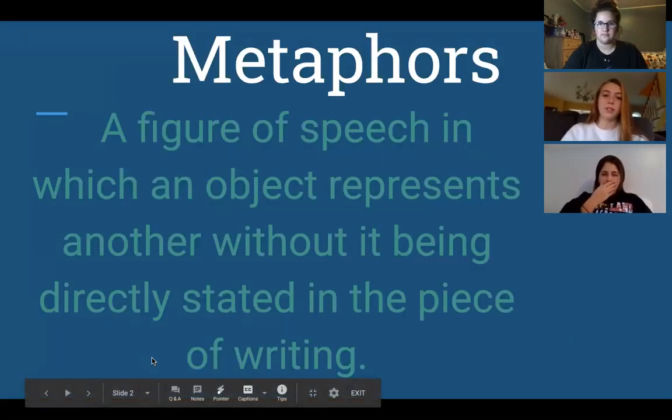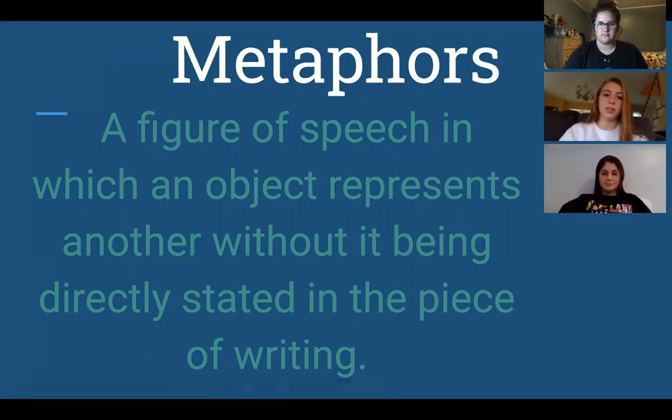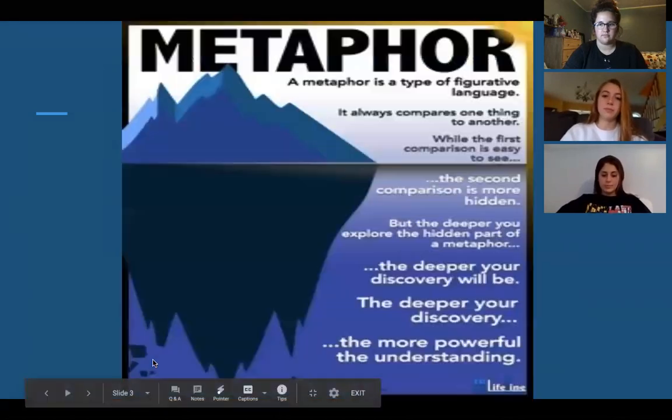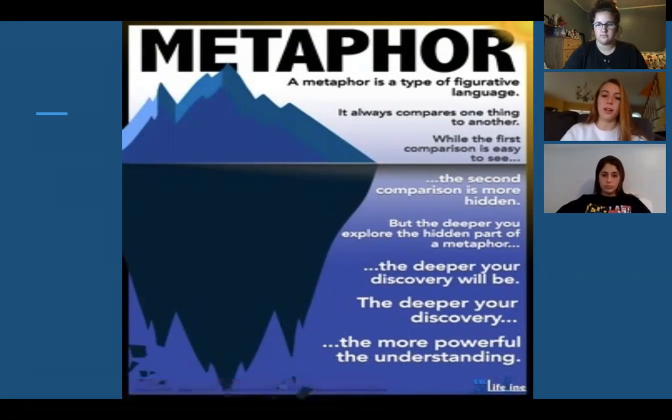Metaphors are a figure of speech in which an object represents another without it being directly stated in the piece of writing. The graphic shows how a metaphor has two parts, one part being obviously stated and the other part having a hidden meaning. The first part is a mask or a representation of the second part of the metaphor. Authors use metaphors to better their understanding of their audience.